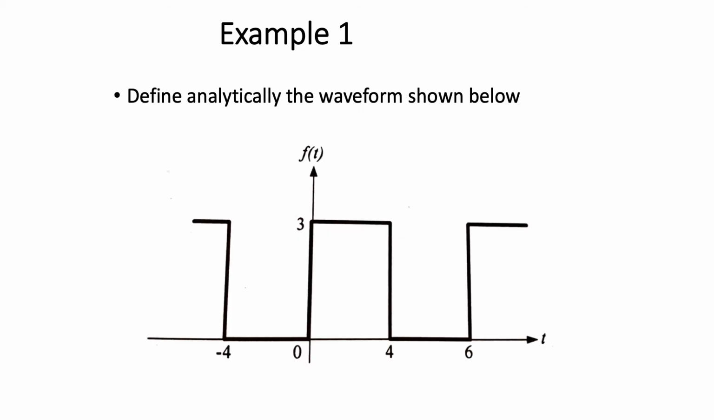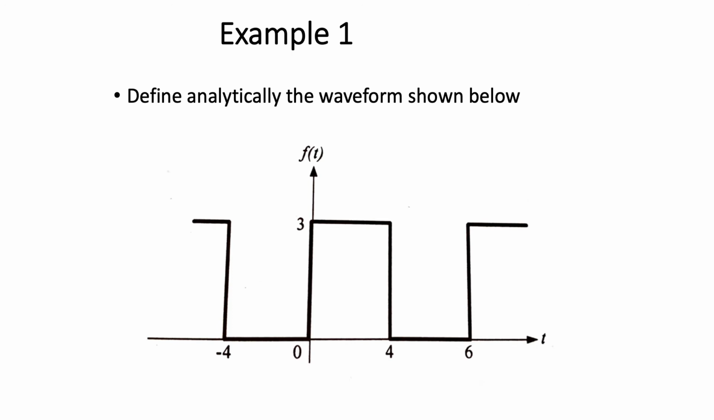Before we proceed to the next topic, which is introduction to Fourier series, let us look at example 1, which is on periodic functions. In this example 1, we have to define analytically the waveform as shown in the figure. If you look at the figure, the function starts at 0 and repeats at t equal to 6 seconds.